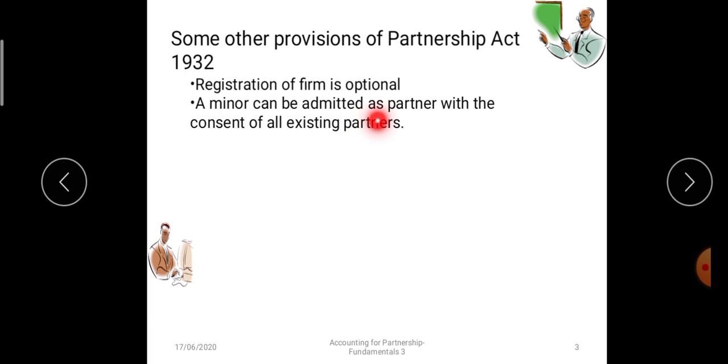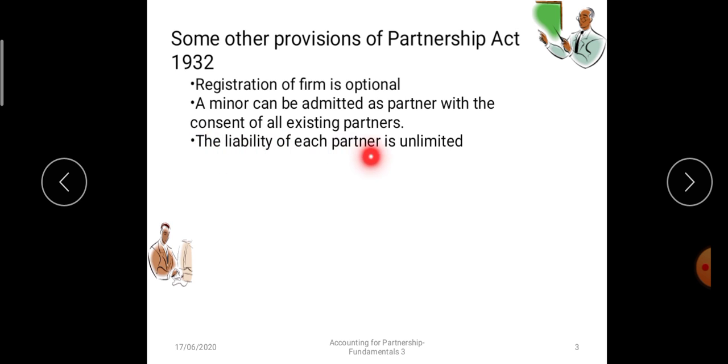A minor can be admitted as partner with the consent of all the existing partners. Earlier we discussed that a person who is a major, who has attained the age of 18, can only enter into contract. And partnership being an agreement, a minor cannot be admitted. But for the benefit of the firm, and if all the partners agree, a minor can be admitted as a partner. Certain sections are there for all these points, but I have not written them. If you want to know, it is written in our book. I have not mentioned them because in the board exams generally they have not asked.